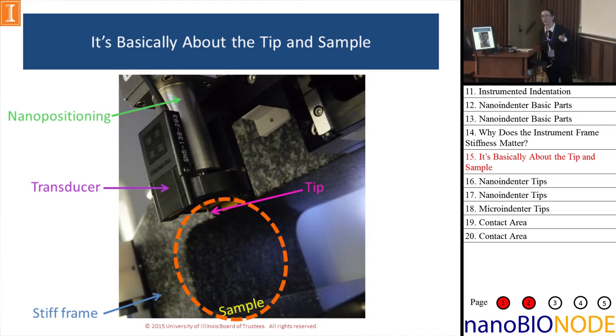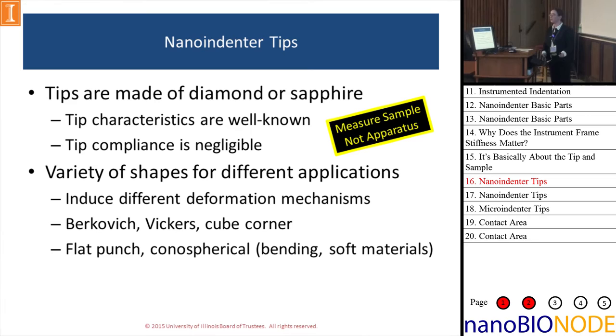The nanoindenter tips are almost always made of diamond or sapphire. These are things that are hard, so they're not going to be softer than your sample. These are things that are stiff, so they're not going to be springier than your sample. And you're measuring your sample, not your tip properties. Nanoindenter tips come in a variety of shapes depending on what you want to do with them. If you want to induce a lot of plastic deformation, you want a very sharp high aspect ratio tip so it can just dig right in. If you want to look at elastic deformation, a broader tip that can apply the force over a wider range. And if you want to look at, for example, a soft material, a biological material, you may not want a very sharp tip because it might cut your sample.